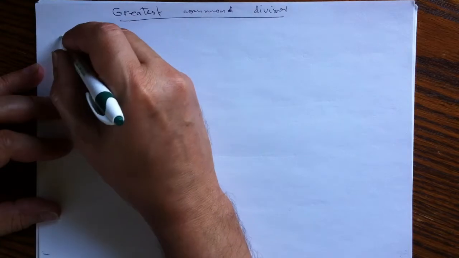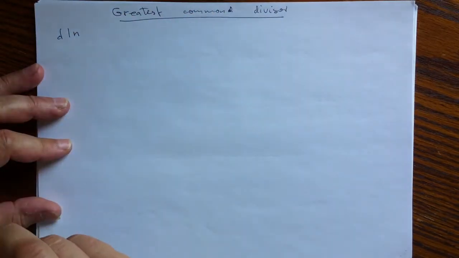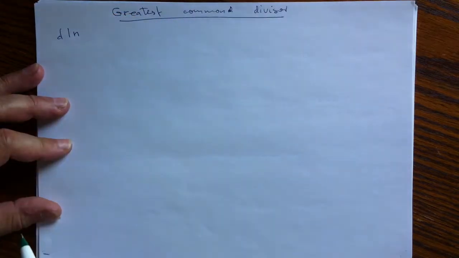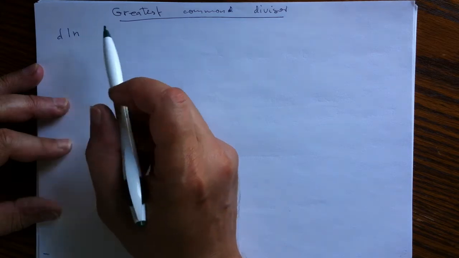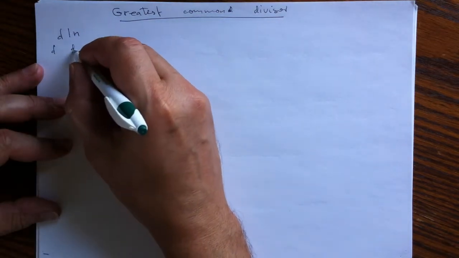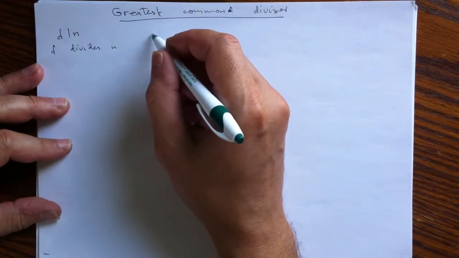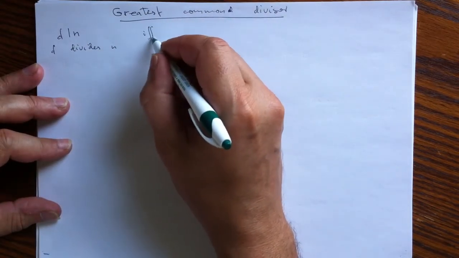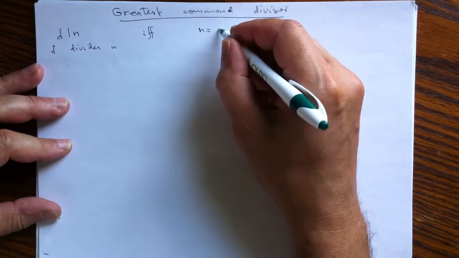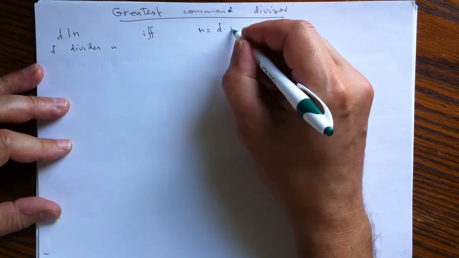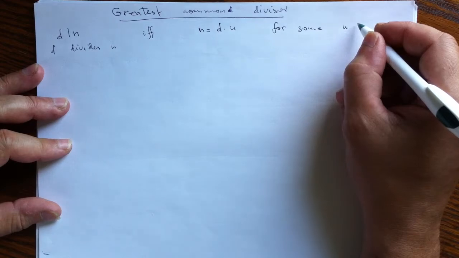What is to be a divisor? Let's start with warming up on that. So a divisor d of a number n, or a statement that d divides n, is an abbreviation for: if and only if n can be written as a multiple of d, so it is d times something else, u, for some natural number u.